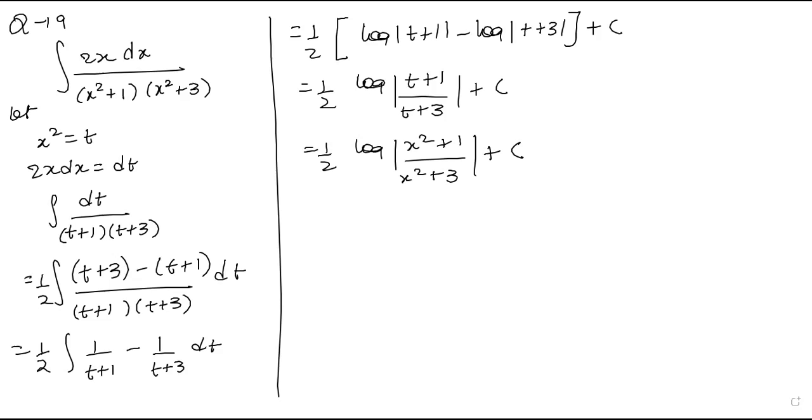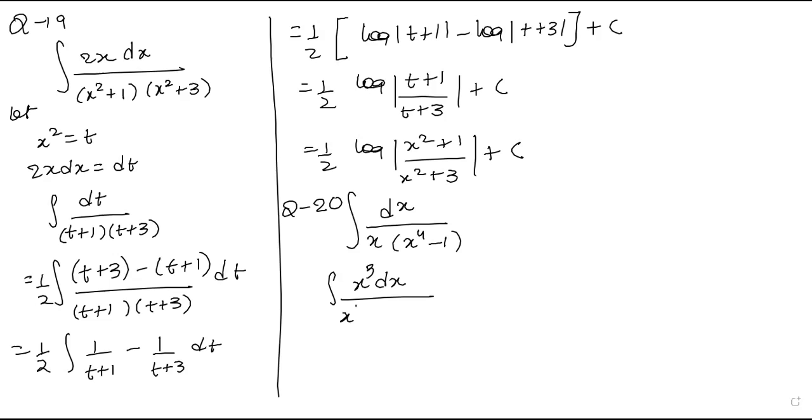Let's try to do the 20th sum over here only. I think it will get completed over here. The question is dx upon x into x raised to 4 minus 1. So I am multiplying x cube in numerator and in denominator.